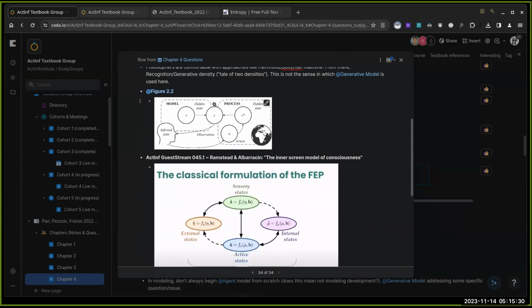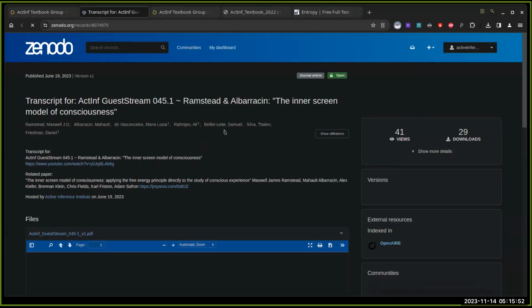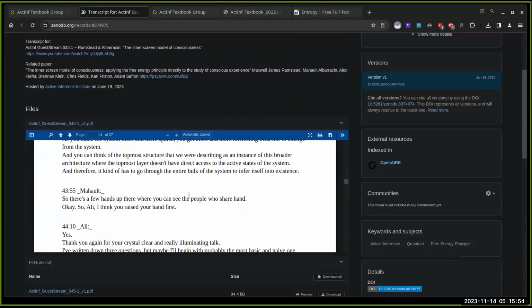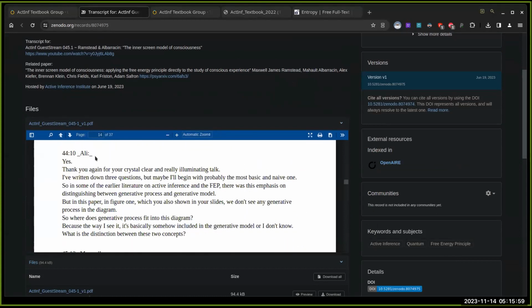So nothing is functionally different in terms of the particular partitioning. It's just about whether the generative model is referred to as the agent, and then the generative model is about the generative process, or the generative model includes the whole thing, and then you don't even need to mention the generative process. At 44 minutes in the transcript, at this point right here, Ali asks that exact question to the authors.